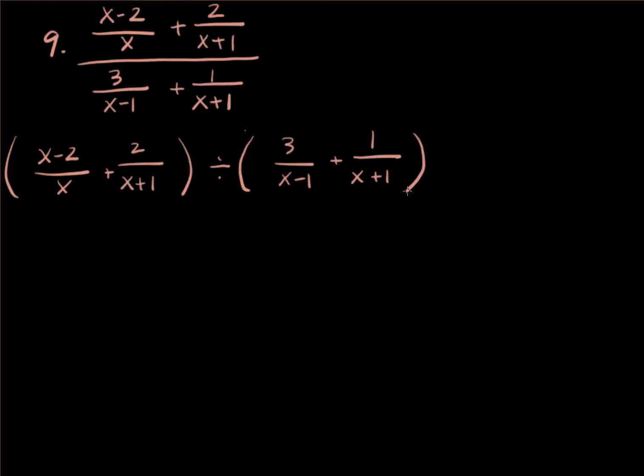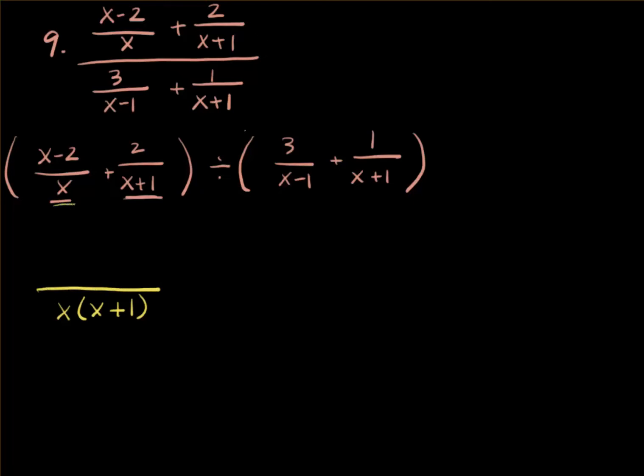Okay, let's look at the first two that we have to add. We have an x here and an x plus 1 here. So let's go ahead and find the least common denominator. It's going to be x and x plus 1, because x appears once, which is the greatest number of times that it appears, and x plus 1 appears once, which is also the greatest number of times that it appears.